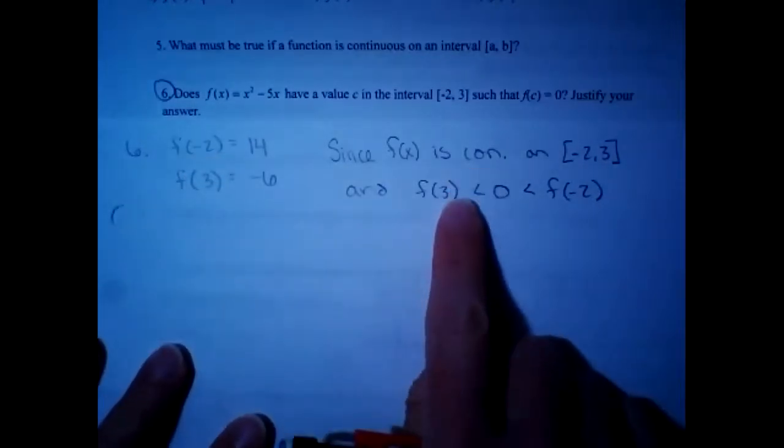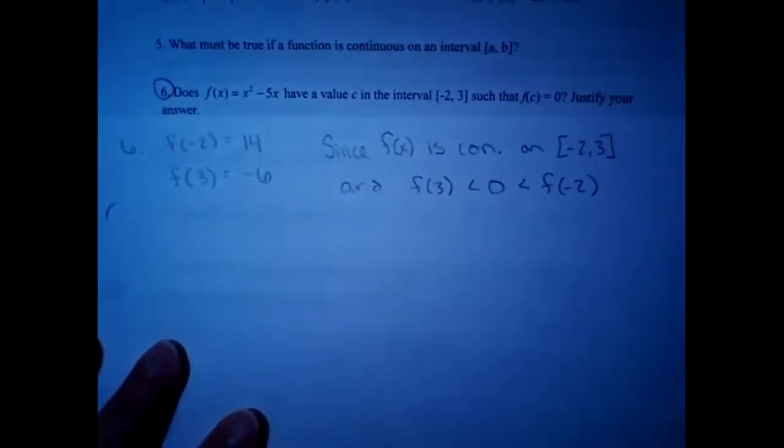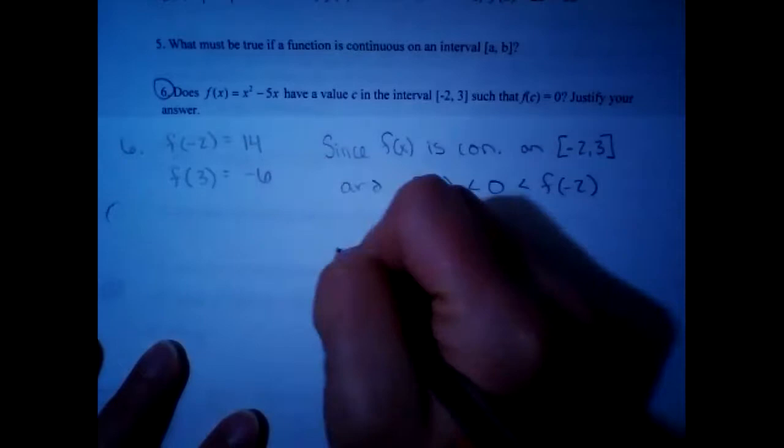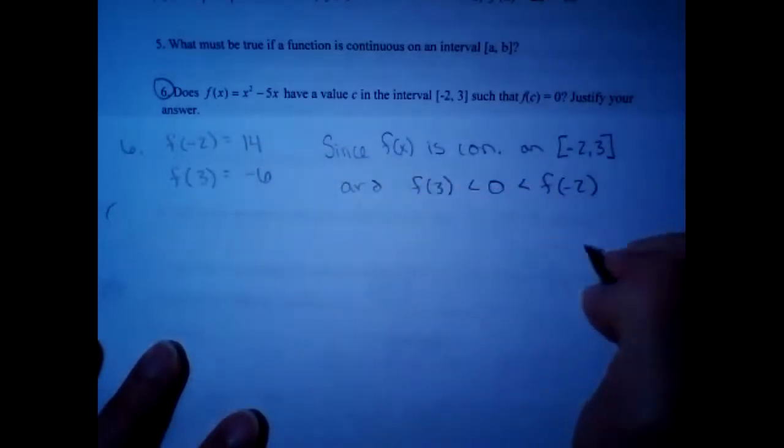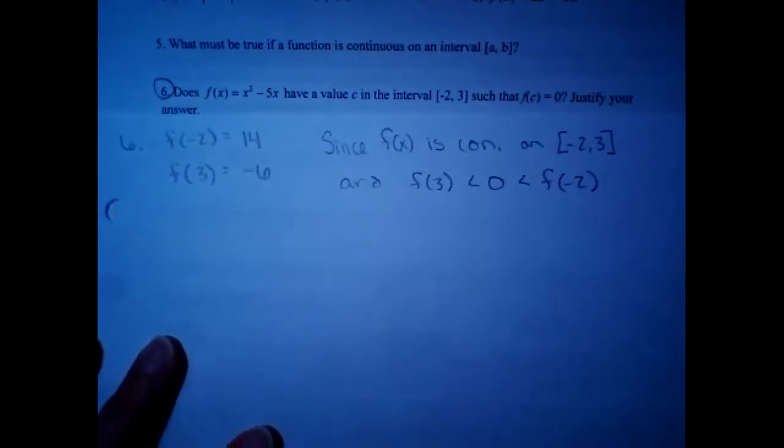Some people don't like doing the math notation though. They like to write it out in words. If you're more of an English person than a math person, you can write 0 is in between f of -2 and f of 3. That's totally fine as well. It's a little more writing, but it means the exact same thing.